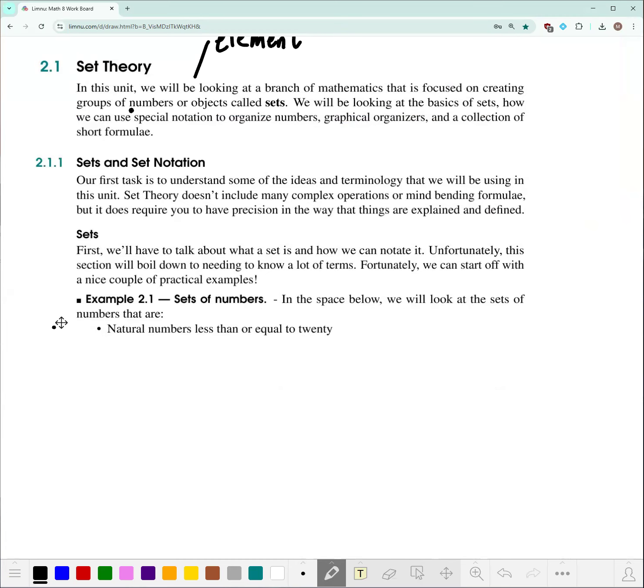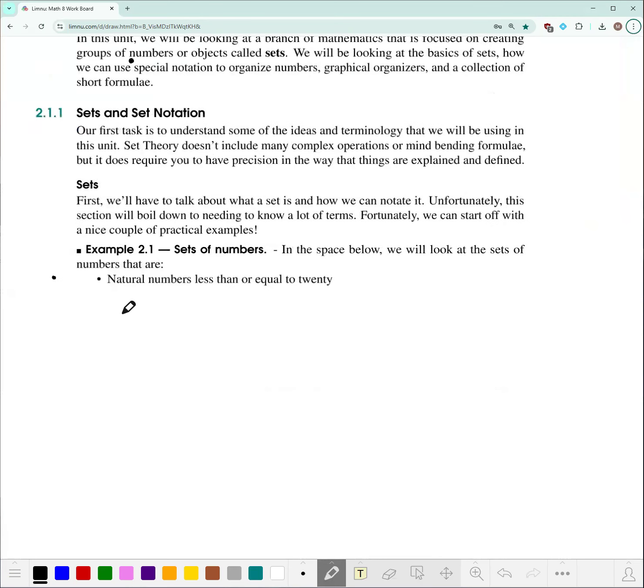And so the natural kind of inclination here is let's write all those numbers out. So I will do that.